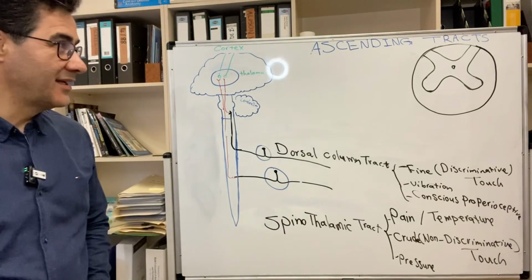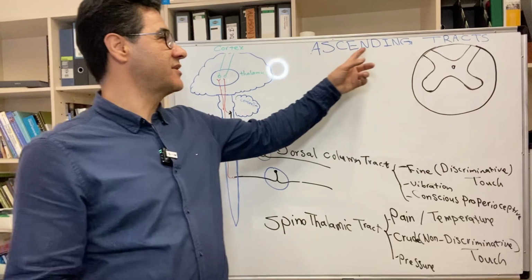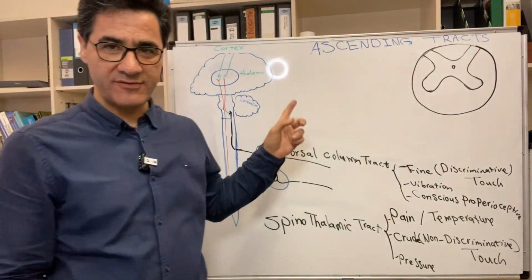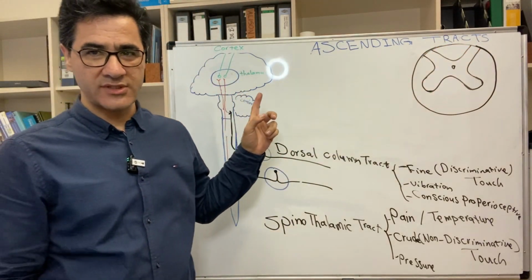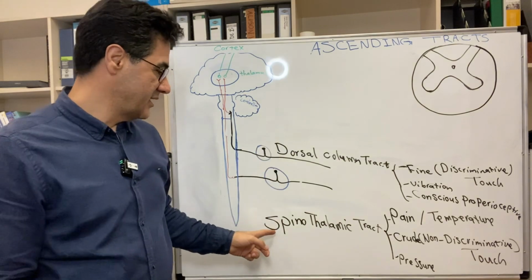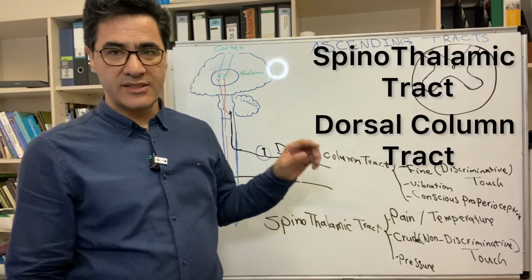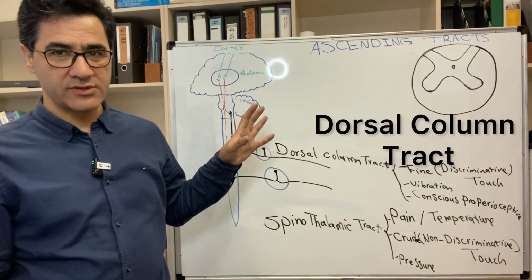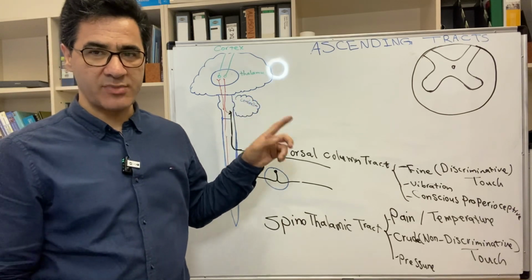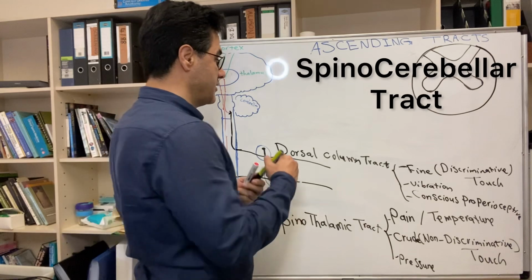Hi guys, as you see here, I'm going to talk about the ascending tracts. In my previous video, I showed you two important ascending tracts, including the spinothalamic tract and the dorsal column tract. Now I'm going to focus on the other ascending tract. It's called the spinocerebellar tract.